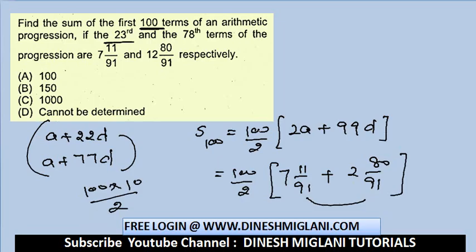Because it should be n by 2 into 2a plus n minus 1 into d. So I have just mentioned it as 100 by 2, that is equal to n by 2. Inside it should be 2a plus n minus 1 into d, to add both. So that would be 7 plus 2, 9. And when I add both of them, that would be 1. So 10. It should be 1000 by 2. The answer should be 500.